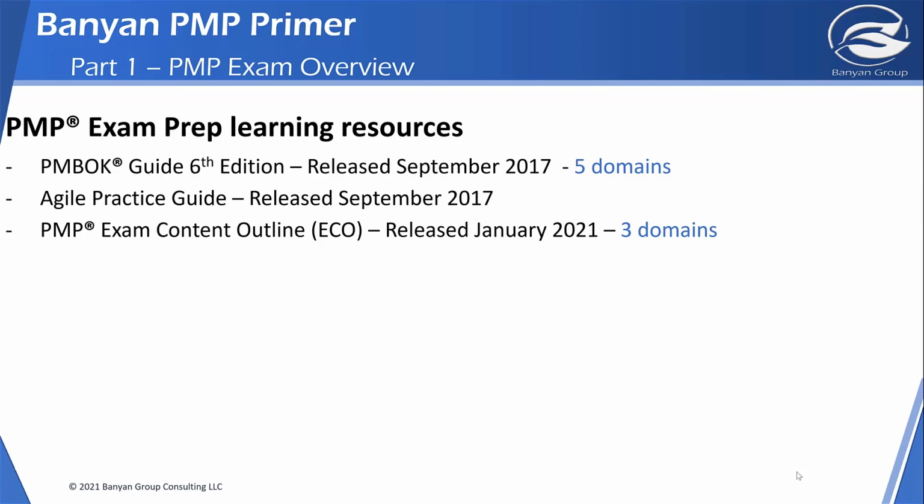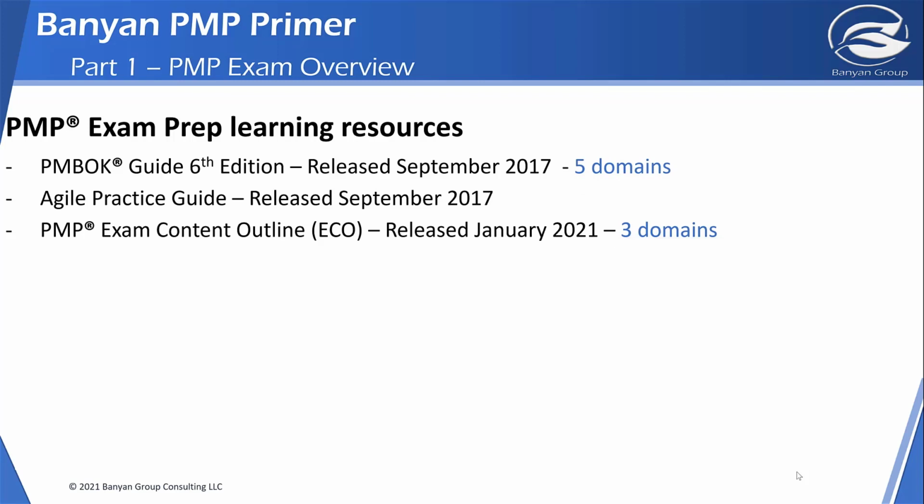Now, the tricky part was that the current Exam Content Outline focused on 3 domains, not 5 domains. Those 3 domains were people, process, and business environment. And this caused some confusion. People weren't sure if they were supposed to pay attention to the 5 domains or the 3 domains. But if you ask PMI, they would say, focus on the current Exam Content Outline.